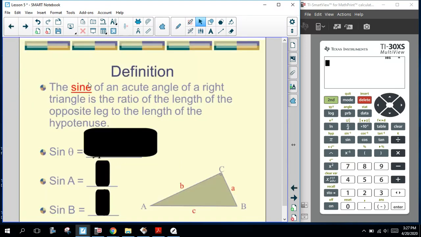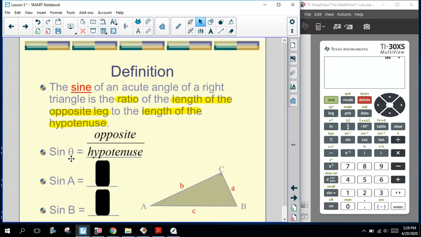First of all, the sine ratio. It's defined here: the sine of an acute angle of a right triangle is the length of the opposite leg to the length of the hypotenuse. So with that being said, it's once again for an acute angle of a right triangle. It is a ratio, and the ratio is equal to the length of the opposite leg to the length of the hypotenuse.